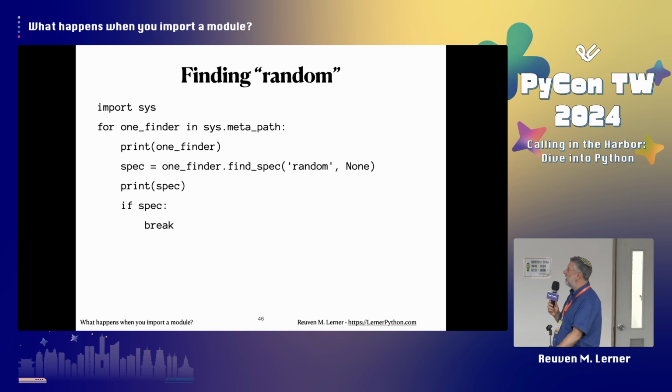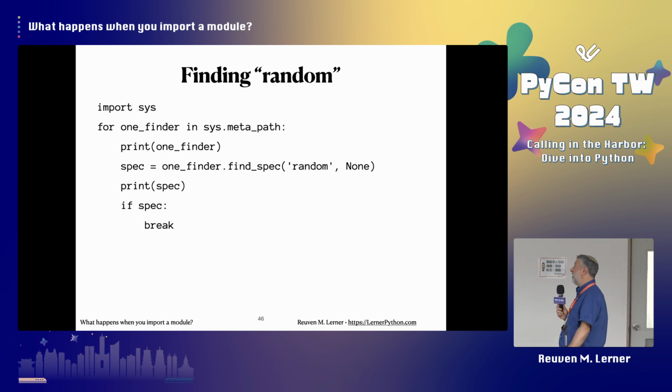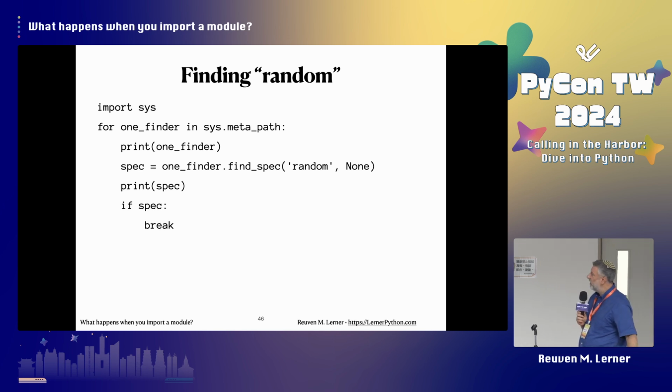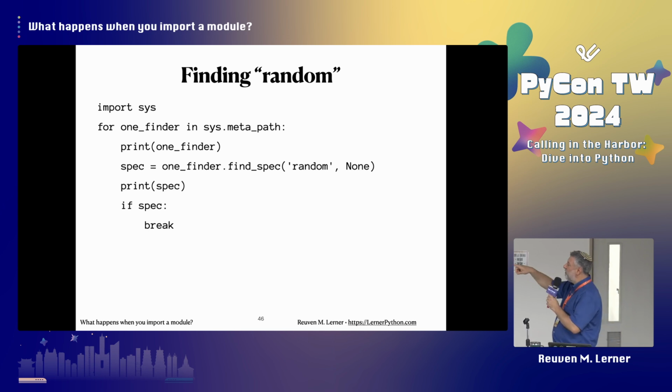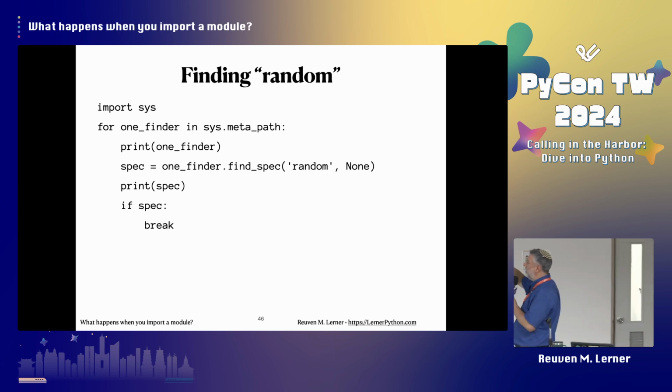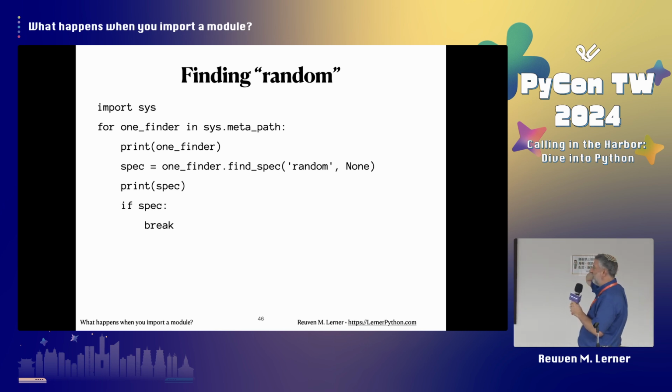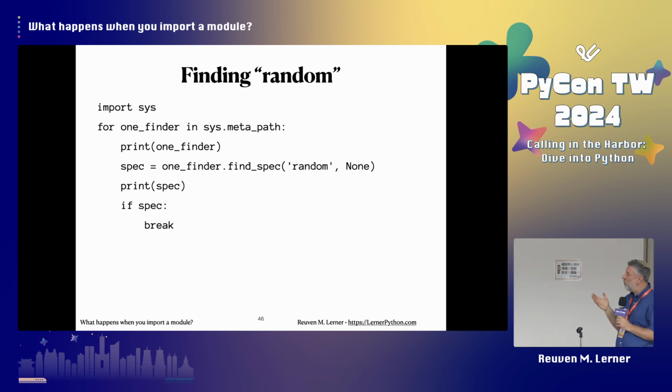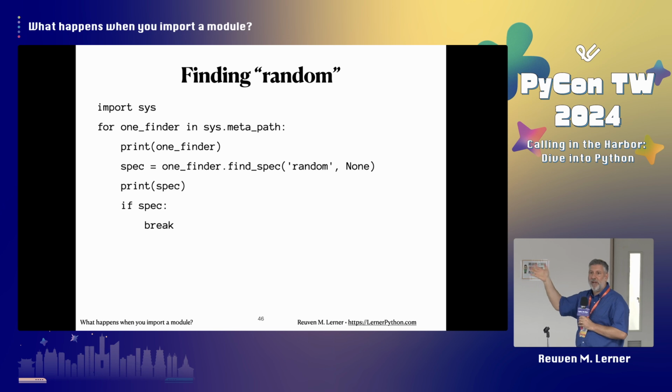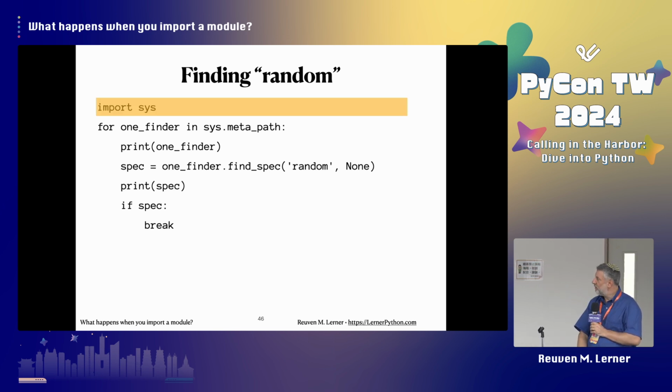And indeed, I can do this. In fact, I did this for one finder in sys.meta_path. It really exists. Print one finder. And then I'm going to say, find me random. So I'm going to say here, one_finder.find_spec of random, None. Don't worry about the None. And then print the spec. So what's going to happen? This is basically what happens when I import random. So I'm going to import sys. I'm going to go through it.